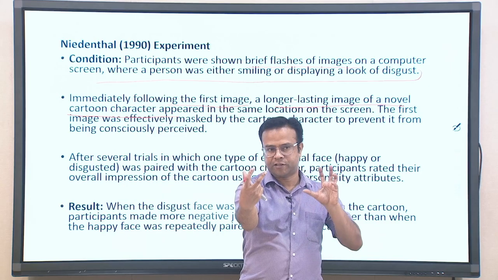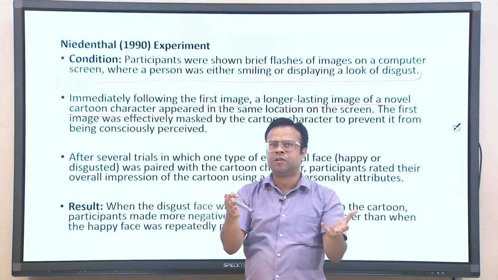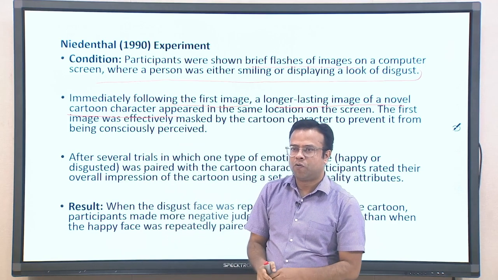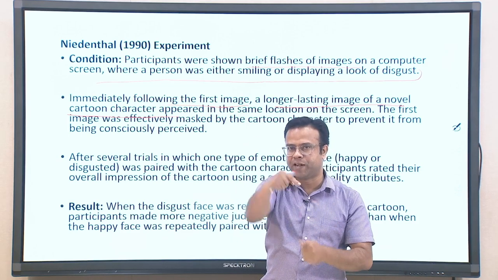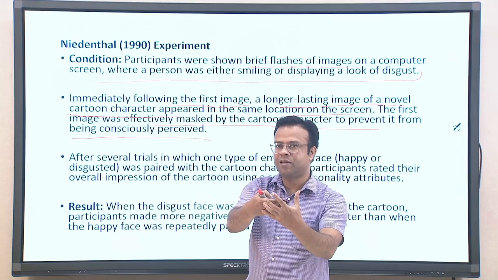So, one emotional face, then immediately on top of it a novel cartoon character, some cartoon character which was not generally in TV serials and other things, a new character was flashed on the screen and it stayed for a relatively longer time, but the emotional face was immediately replaced with this cartoon character in the same location of the screen. So, it kind of eclipsed the emotional face. The first image was effectively masked by the cartoon character to prevent it from being consciously perceived. People could not consciously see whether the person was smiling or disgusted. It was a very fast flash of an image and then immediately it was masked by the cartoon character.